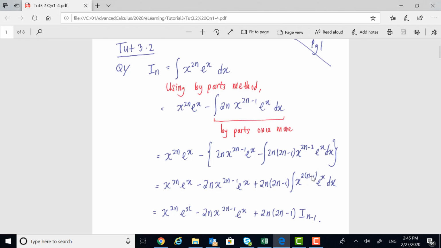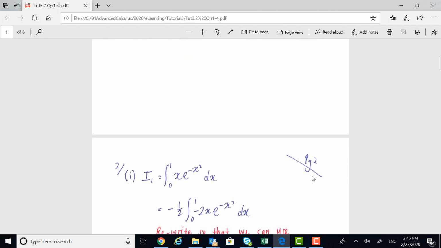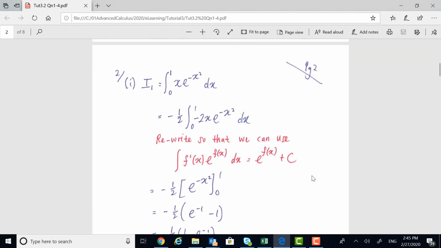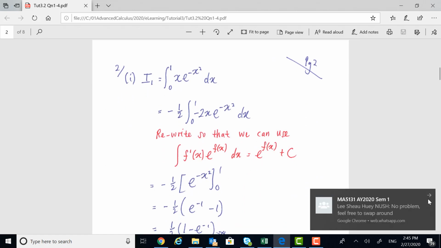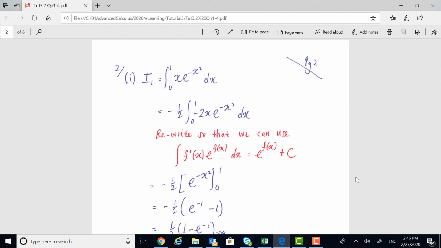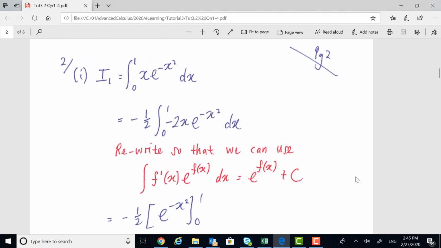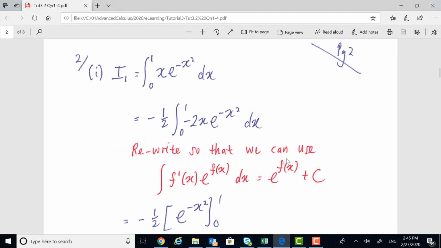Now let's move on to the next question, question 2 of tutorial 3.2. For this question, I intend to use by parts again. Sorry, not by parts, sorry. For this question, I don't need by parts. I could actually integrate this expression, the I_1 of part 1, directly using this formula.